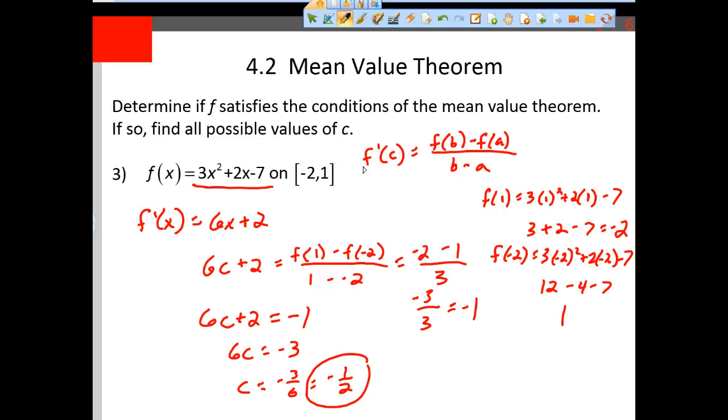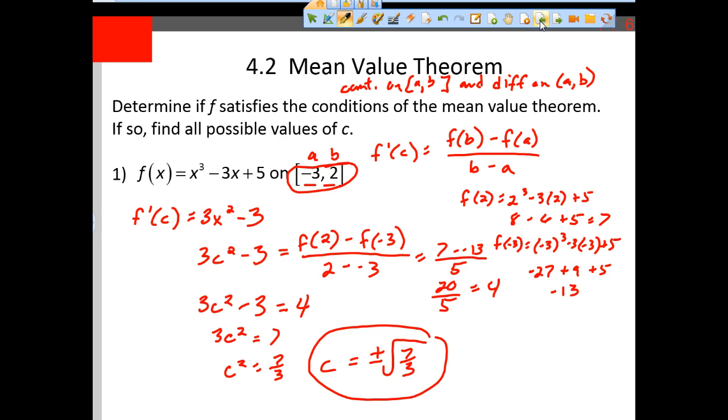So if you happen to get two answers, like, for instance, on the first problem, we got two answers, positive square root of 7/3 and negative square root of 7/3. If one of those was not in the interval, that's fine. You would just rule that out. But one of them must be in the interval. So remember, you always have to have at least one answer on the interval.